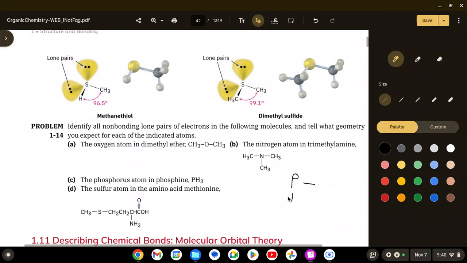Is there 2 or 3? Just 2? Yeah, I think this is sp3 hybridized. And then the sulfur atom in the amino acid methionine, that's also going to be sp3 hybridized. It's all sp3.